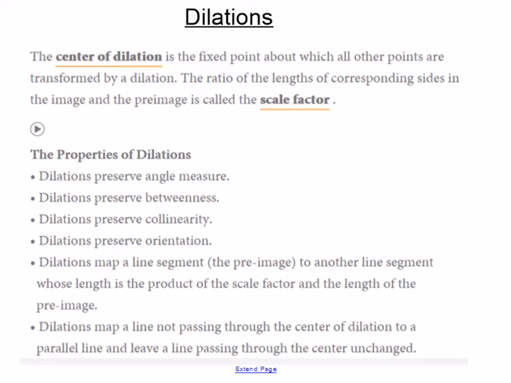Dilations map a line that's not passing through the center of dilation to a parallel line and leave a line that's passing through the center the same. So on your polygon, if one of the sides is not passing through the center of dilation, then when the dilation is finished, the resulting image is going to be parallel to where the segment was originally in the pre-image, unless the side is passing through the center. In that case, the size is going to change, but the line itself would be in the same position.